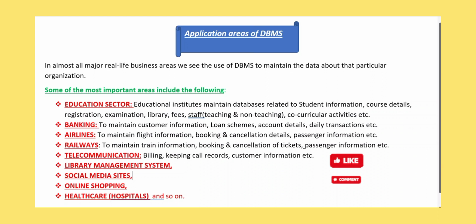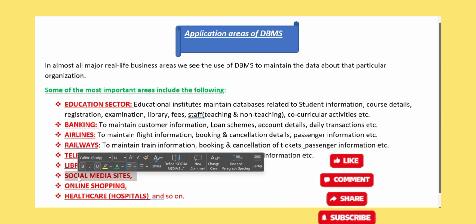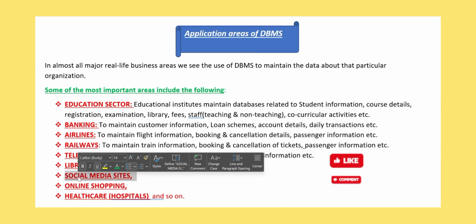Next, we can see social media sites. Whatever social media sites we are using nowadays, they first confirm the passwords and user IDs, then they allow us to enter that particular platform. So they are maintaining the activities, the login IDs, and the passwords. If it is confirmed, then they allow the users to enter into that platform, and then we can do the works related to that.